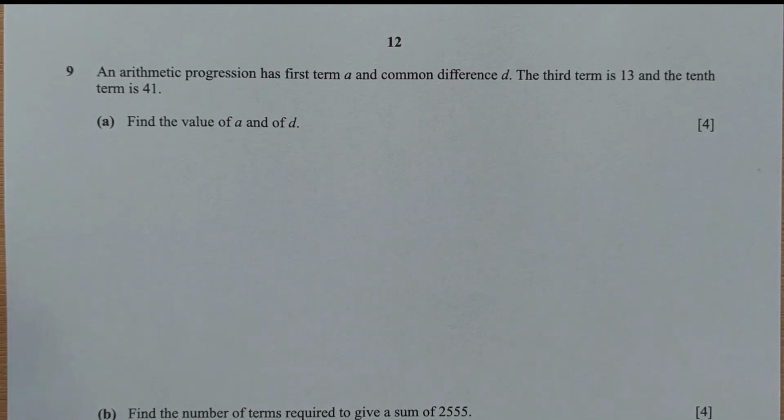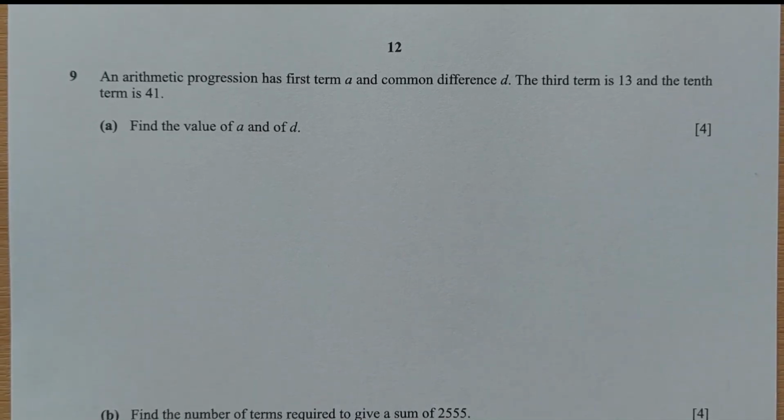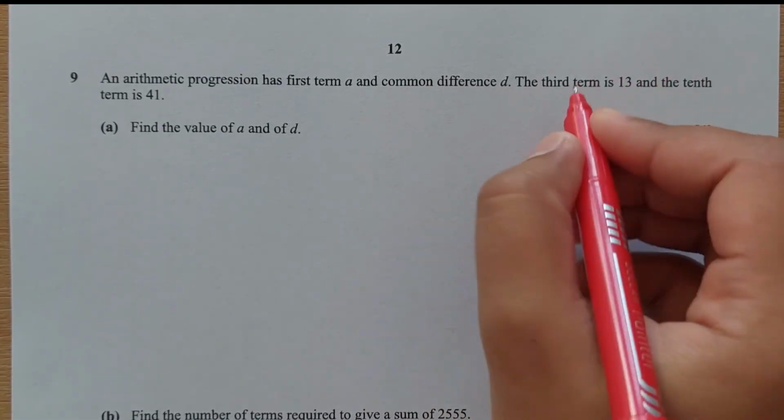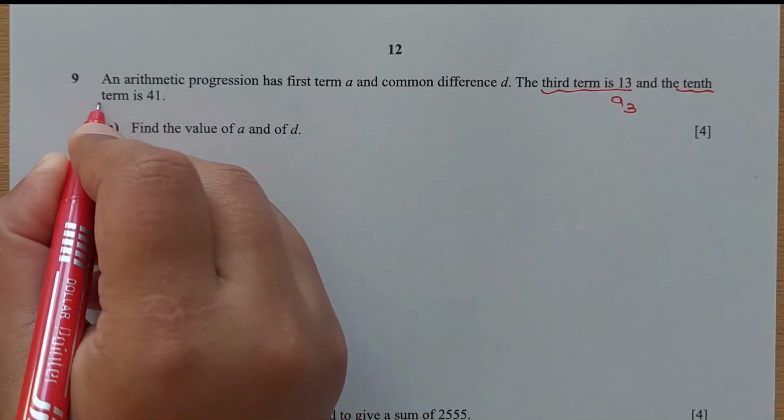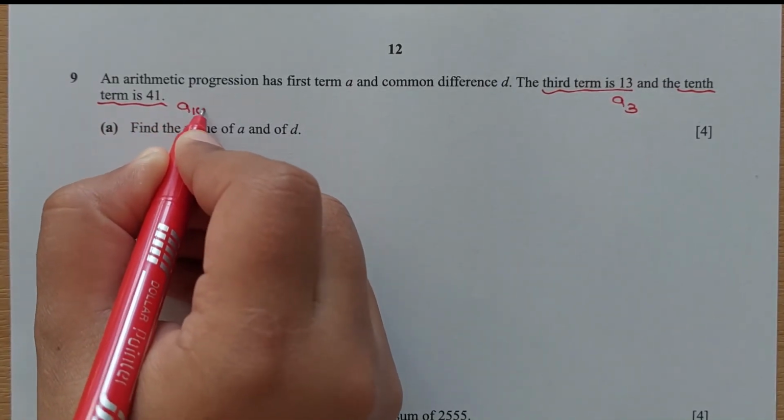Question number 9, an arithmetic progression has the first term A and common difference D. The third term is equal to 13. So we have given A3, and the 10th term is equal to 41. So A10, right?